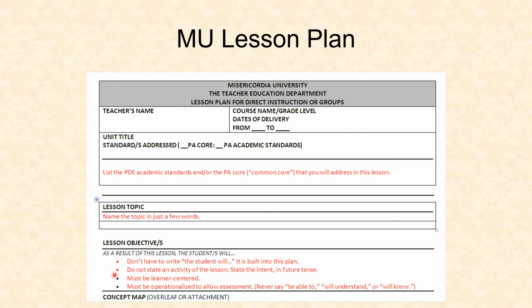So the objectives, we know that the student will be doing these things. So you don't have to write "the student will" all the time. We understand that. But when you start writing the objective, in your mind say "the student will," and then write the objective. Don't state the activity of the lesson. Don't say what you're going to do or what the teacher is going to do. Again, the student will. So it must be learner-centered and it must be operationalized to allow for assessment.